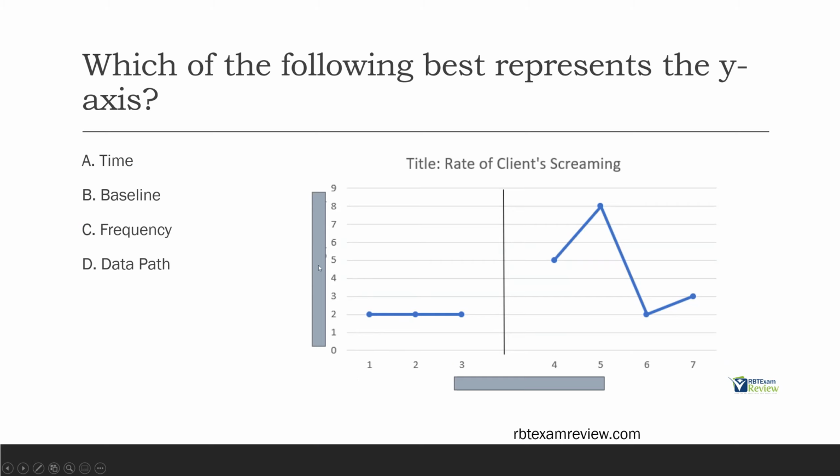So your behavior that you're tracking always goes on the y-axis, all right? And then data path is just these lines that connect your data points. So the answer is frequency. Remember, y-axis is behavior, x-axis is time.